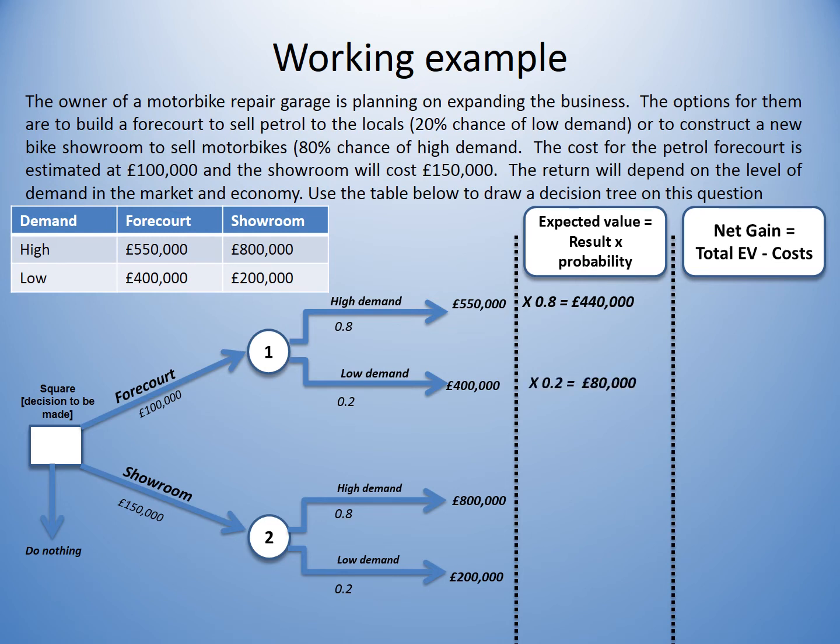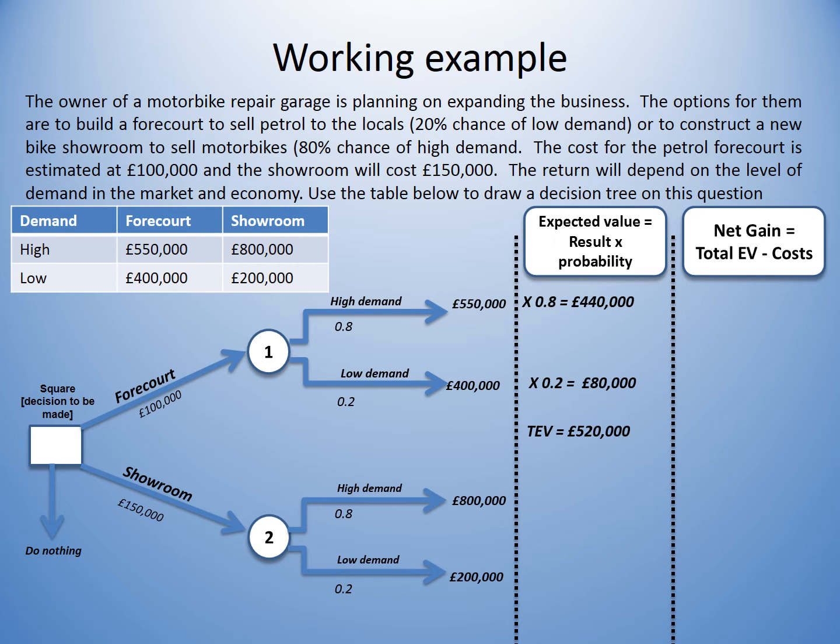Do the same for the bottom. So 0.2 times 400,000 equals 80,000. Then add them together and we get the total EV for that particular option, for the forecourt option, is 520,000. So that's more how much money you're actually expecting to make.